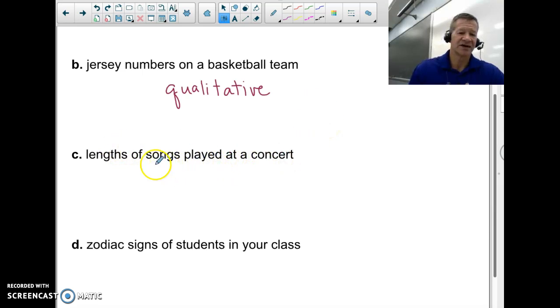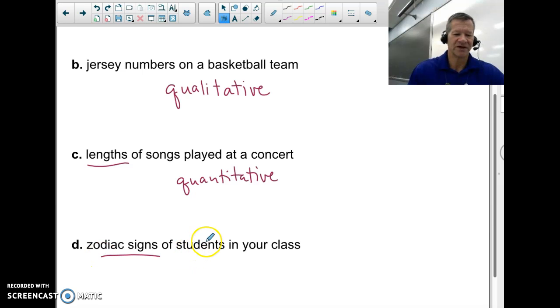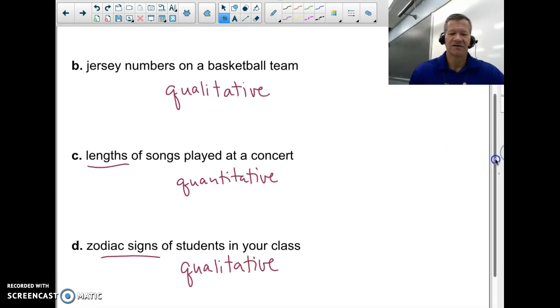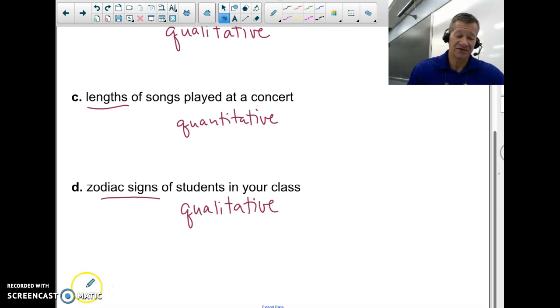Lengths of songs played at a concert, well, the lengths, it could be several minutes long. Those are numbers again, so that would be quantitative. And then the last one, zodiac signs. Leo, Aries, Libra, Gemini, Capricorn. Those are not numbers. Those are, again, some labels. They're categories. That would be qualitative data. Okay? So hopefully you understood that difference.